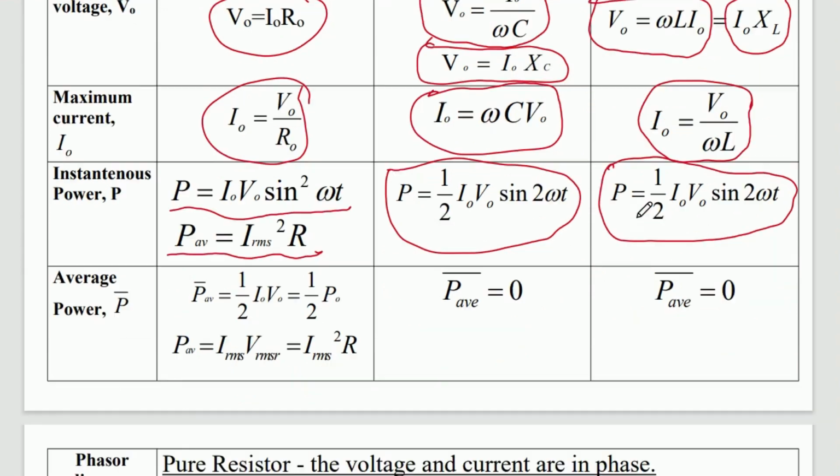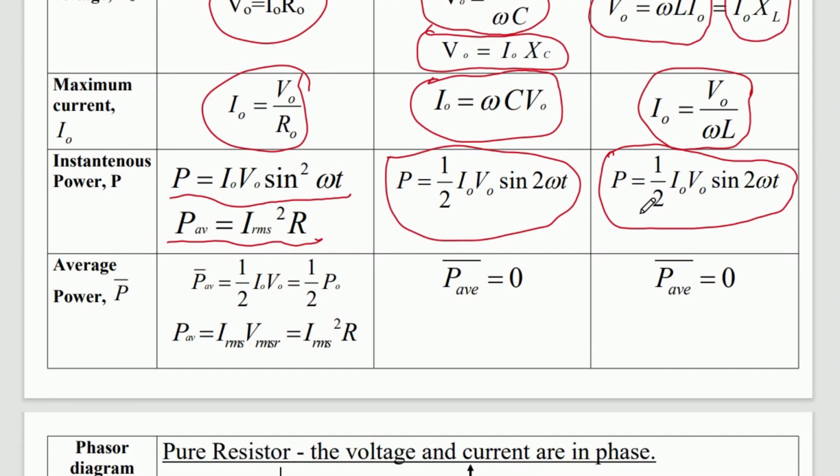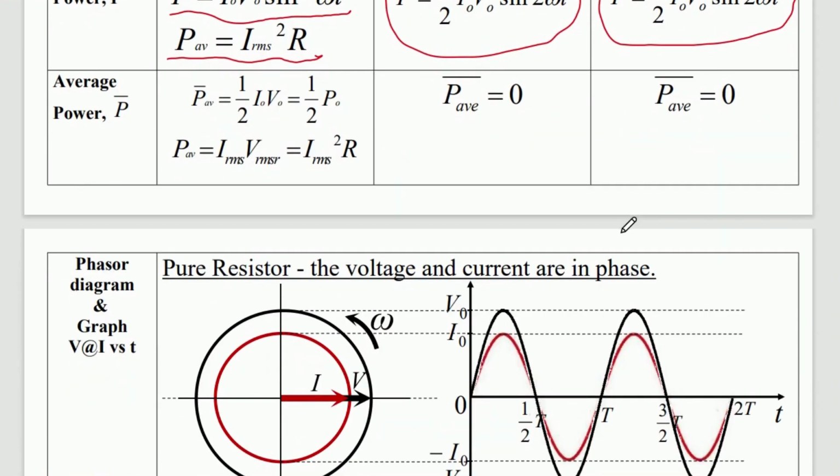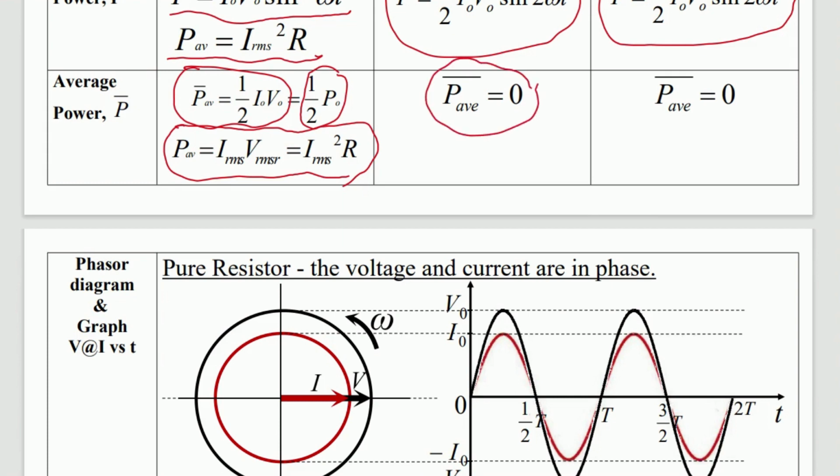Now look at the average power. There are a few equations involving average power. P average equals half I0 V0, which equals half P0. You can also use P average equals I RMS V RMS, equals I RMS squared R. This is the average power for the pure resistor, so we have three to four equations you can use. The average power for the pure capacitor equals 0, and so does the average power for the pure inductor. P average equals 0.